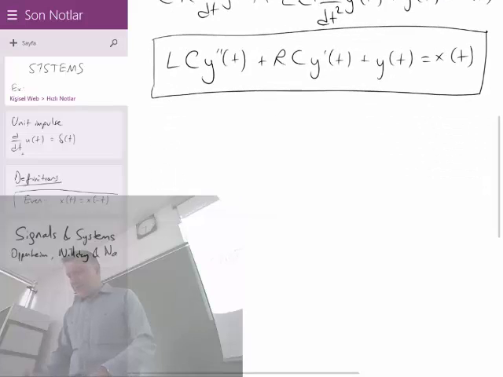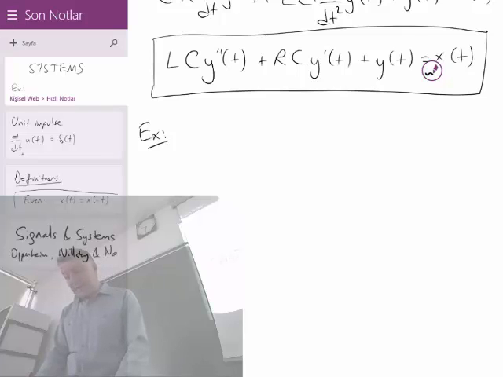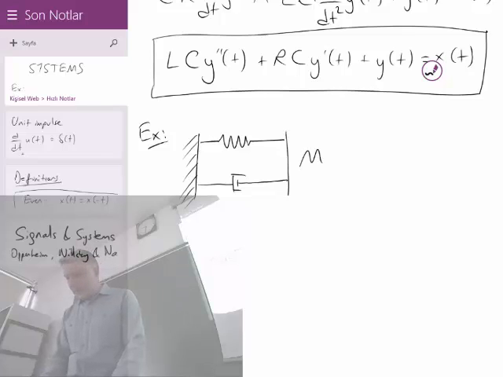Let's see another example, and it's a different example. Probably you already know it from system dynamics again. This time you have a wall which is attached with a coil and a damper to a mass. And you are applying a force to this in this direction. And the force is x of t.